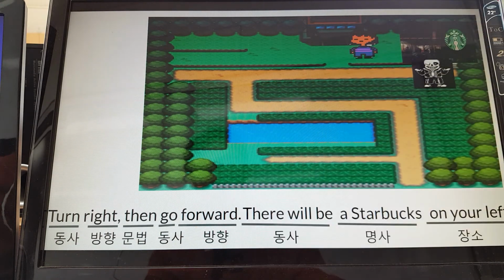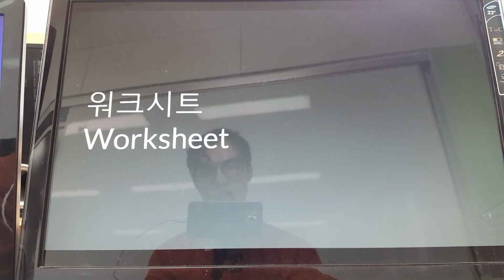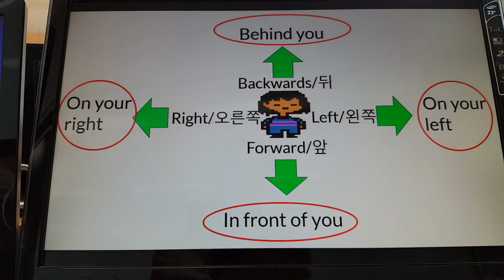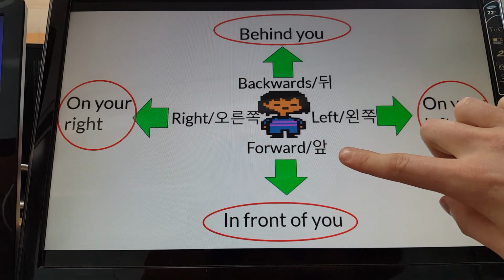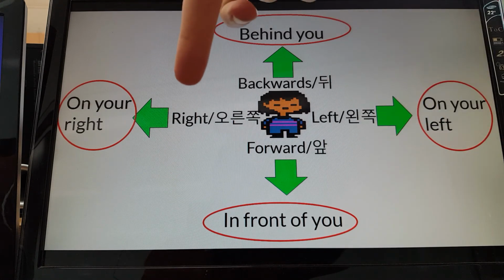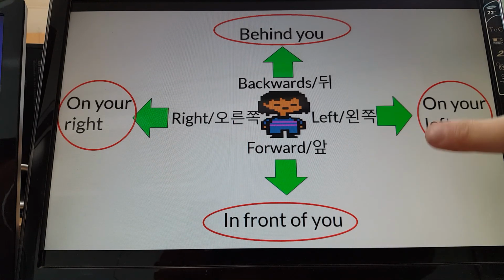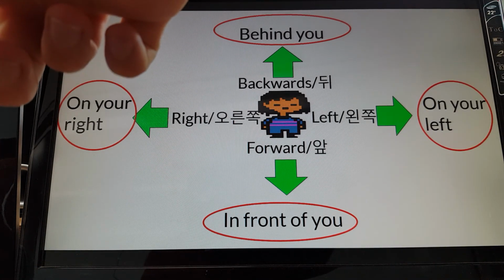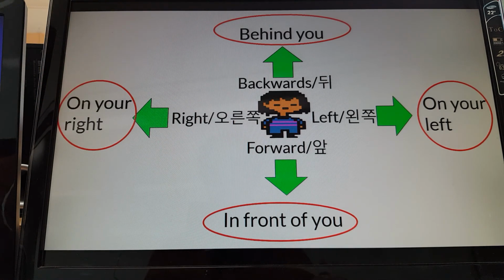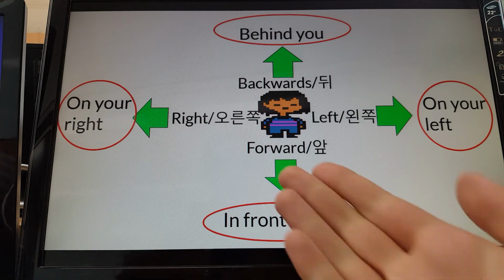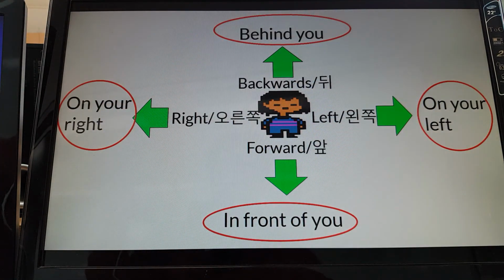All right, good job. For your worksheet, you can use this table. So I want you to put in forward, left, backwards, right, and then on your left, in front of you, behind you, and on your right. So you can pause the video and write this on your worksheet. Otherwise, I'm going to move on. Pause if you need to look at this.